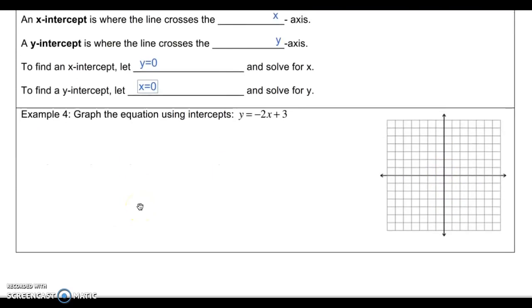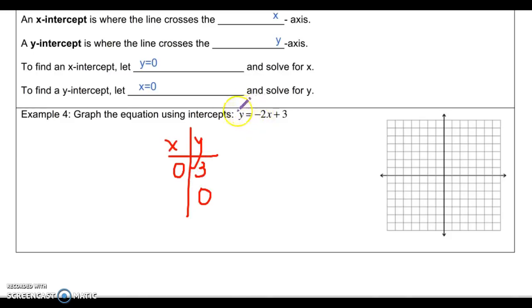Okay? Looking at example 4, we want to graph y equals negative 2x plus 3. Again, using a table of values, we can say x, y. And using the intercepts, I'm going to look at when x is 0 and when y is 0. So what happens when x is 0? That whole term goes to 0, so y has a value of 3.